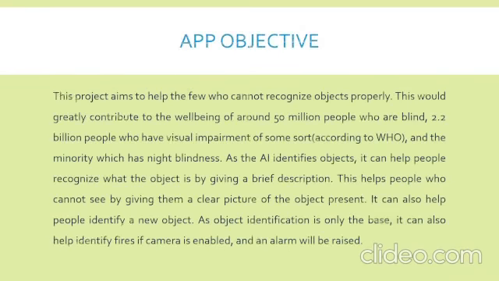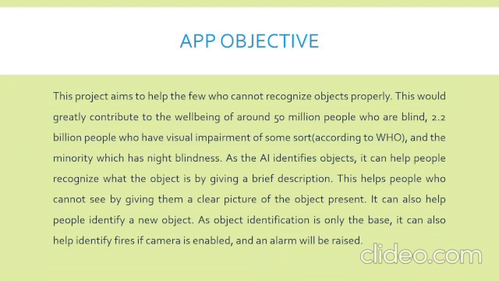The project aims to help the few who cannot recognize objects properly. This would greatly contribute to many, as some of them have visual impairment, around 2 billion people. As the AI identifies an object, it can help people recognize what the object is by reading out the name of the object to the visually impaired and the blind. It can also help people identify new objects which they may not have known about.